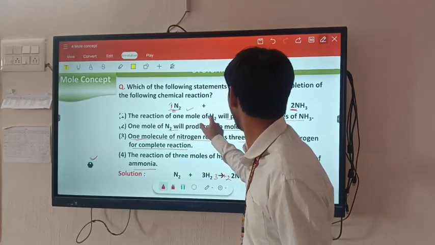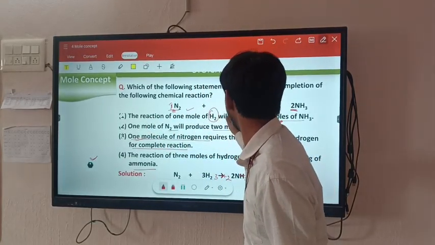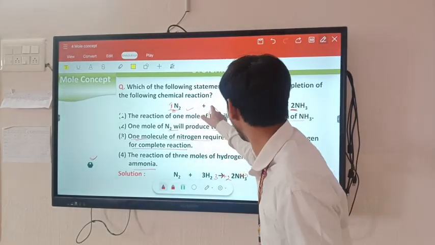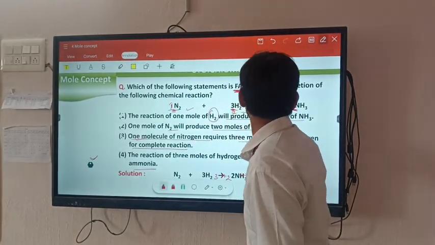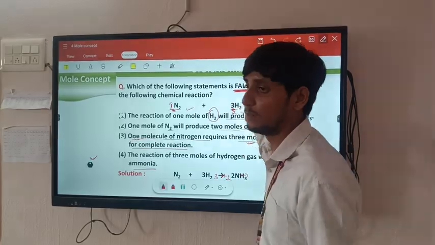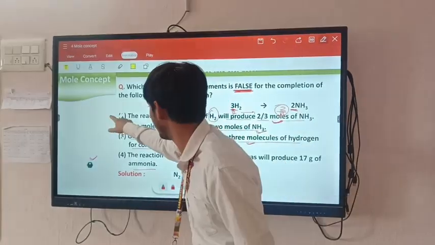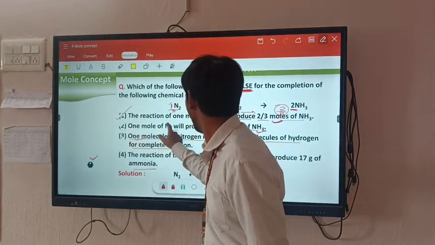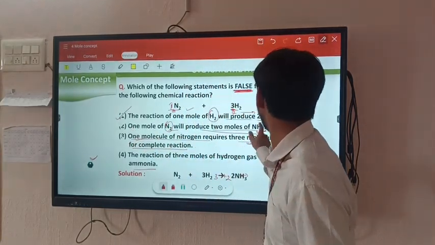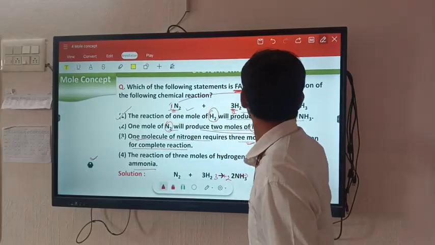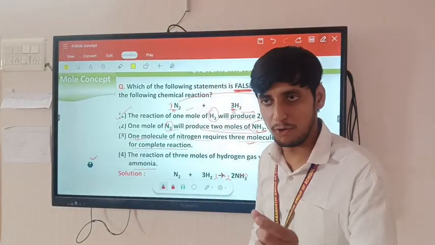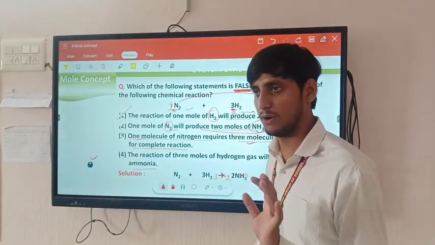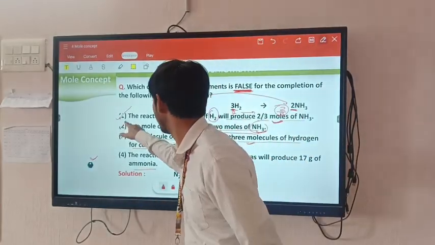The reaction of 1 mole of H2: now 1 mole of H2 produces 2 by 3 mole of NH3. Converting to 1 means 2 by 3 mole of NH3, so the first option is correct. Second, 1 mole of N2 will produce 2 mole of NH3. 1 mole to 2 mole. Is it correct or wrong? This one is also correct.